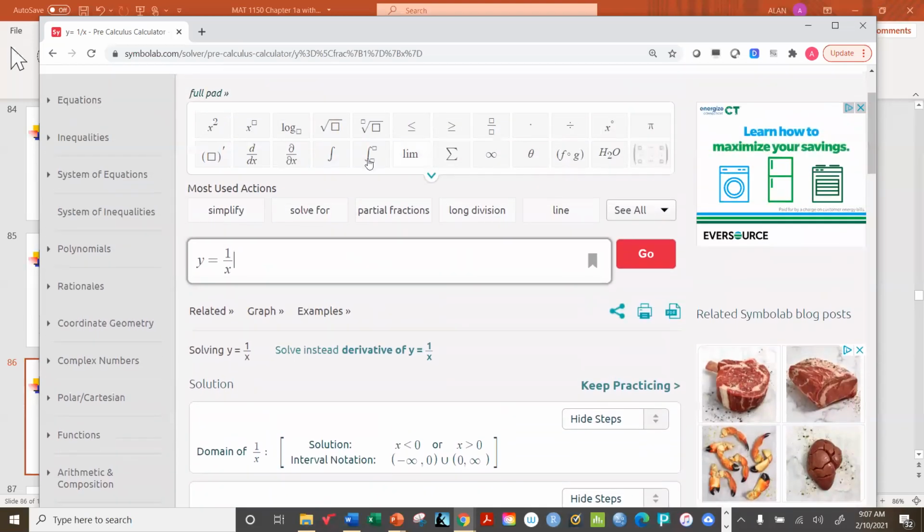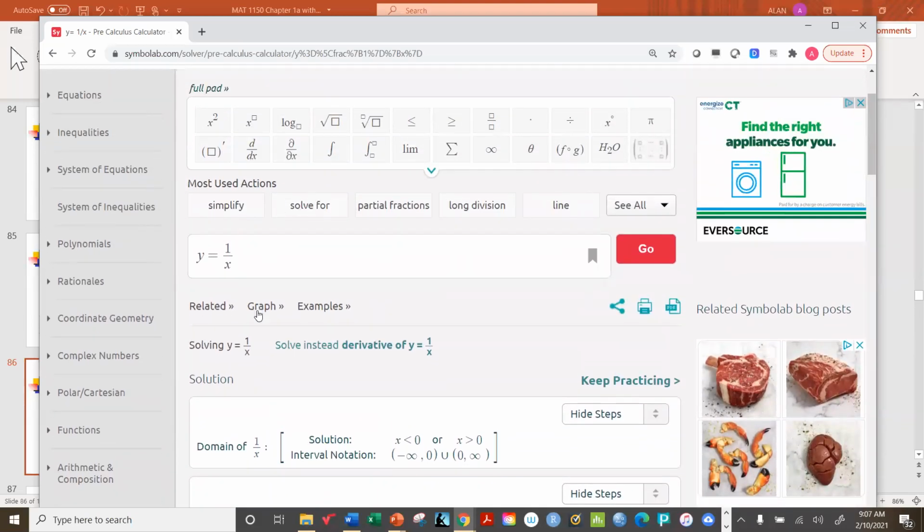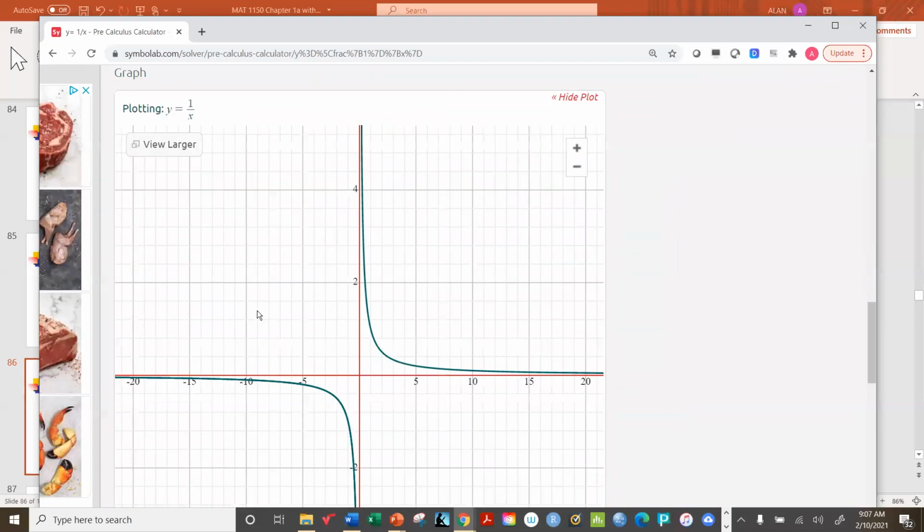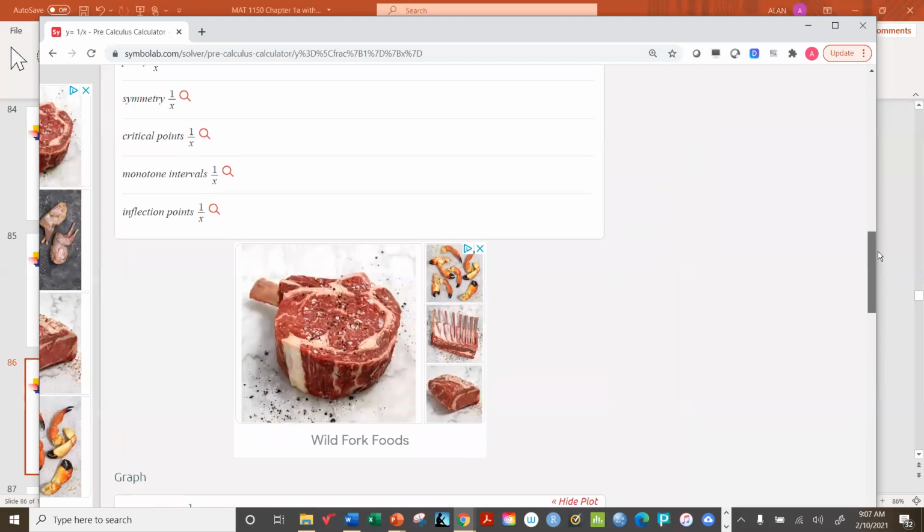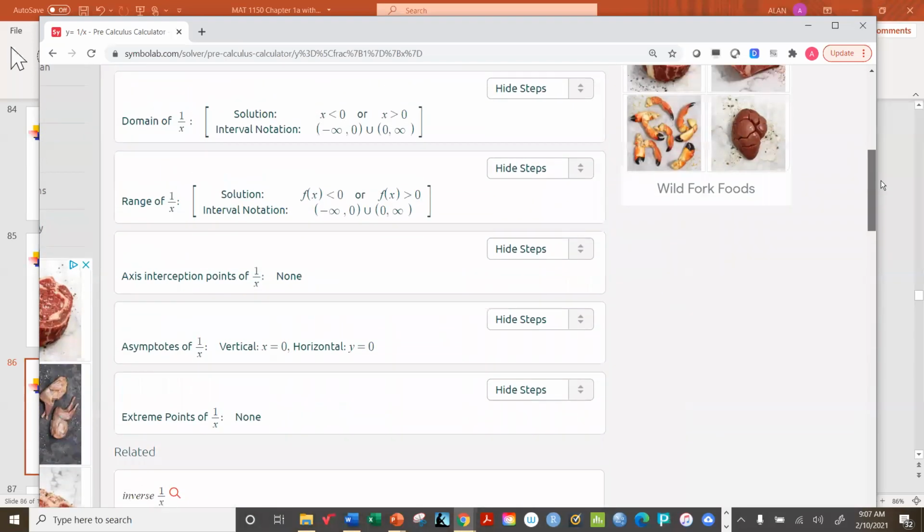So here we go, let's graph it. There we go. This looks familiar, right? We've seen this one before. So you can see, and then we have the asymptotes, which they do mention in here somewhere. Yeah, look at that. X equals 0 is the vertical axis, by the way, and y equals 0 is the horizontal axis. So anyway, that's that.